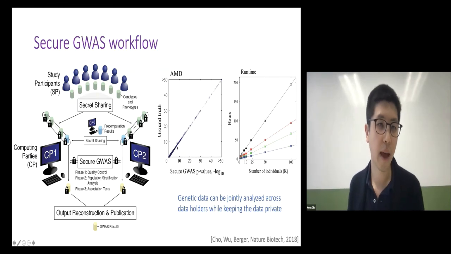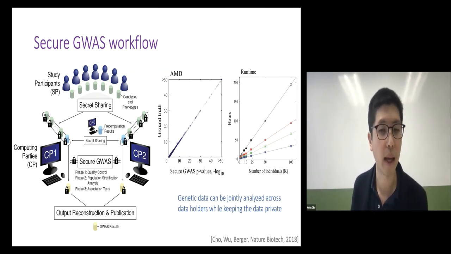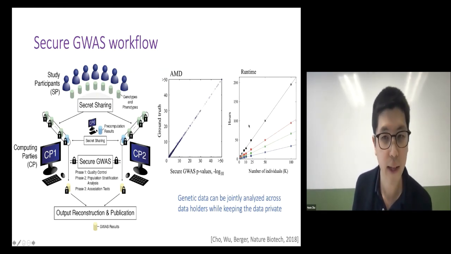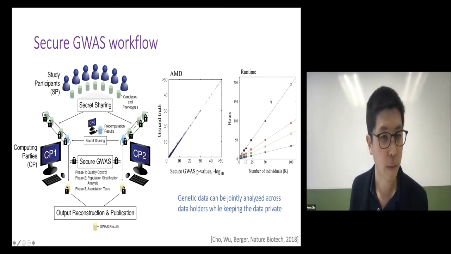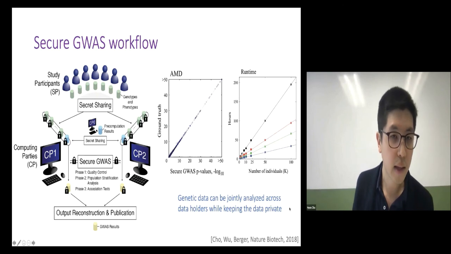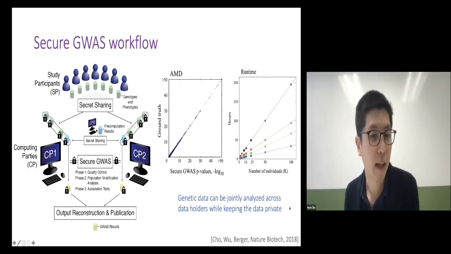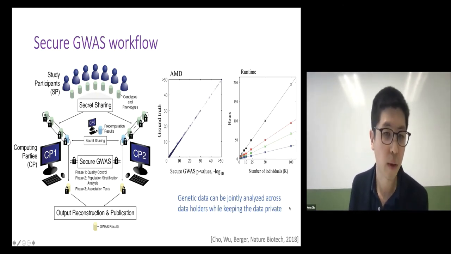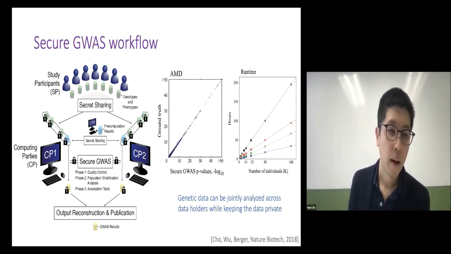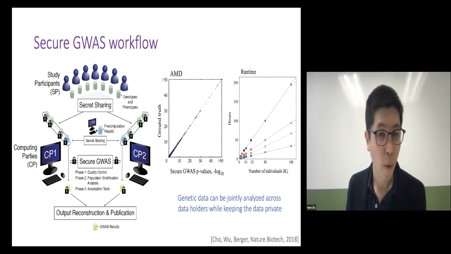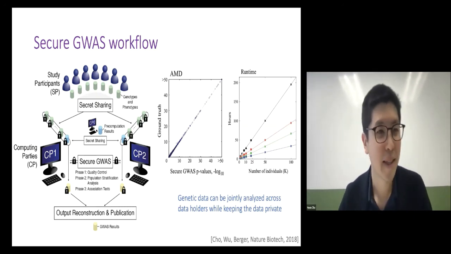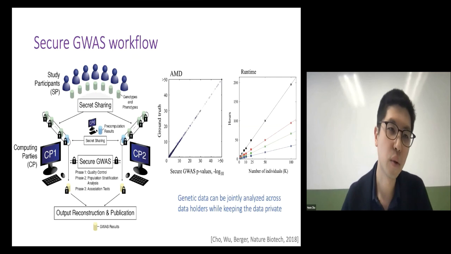We also showed that the runtime of our protocol remained practical for large data sets, for example, around a week for 100,000 individuals. And these results suggest that it is indeed possible to accurately analyze genetic data for certain kinds of tasks across different parties without sharing the raw data among them. At the moment, we are working on further scalability improvements, as well as extending these methods to a broader range of genetic analyses.